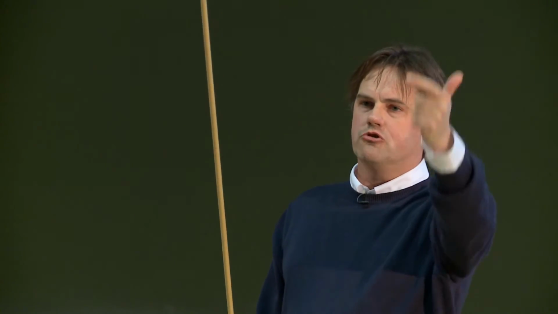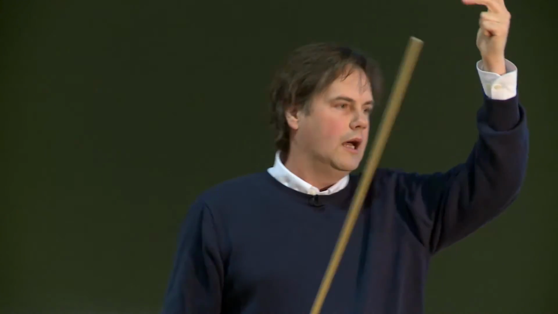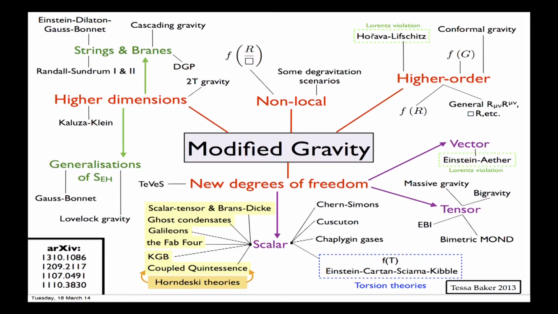And so remember Lovelock's theorem, it was four-dimensional, metric, local, what was it? Second order, right? And so she's just branched out and said, well, what happens if you go to higher dimensions? You become non-local, higher order, or new degrees of freedom. And you get this incredible range of theories.